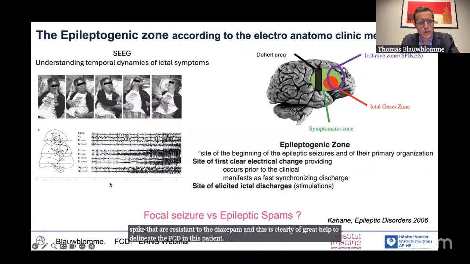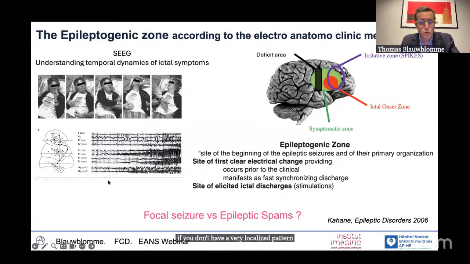If you don't have a very localized pattern, you use the philosophy of the SEEG, where you want to define the ictal onset zone and the propagation area, in order to record the typical seizure of the patient, in order to answer this question: is it focal seizures or is it a more widespread pattern?